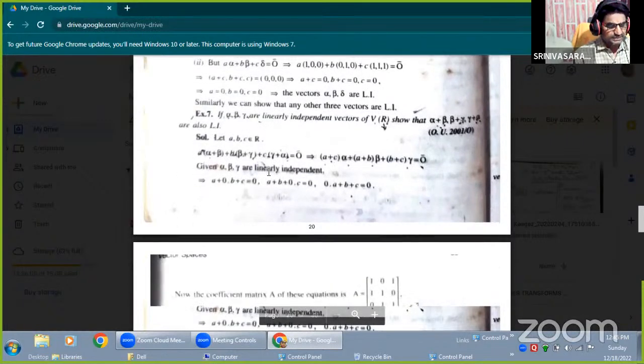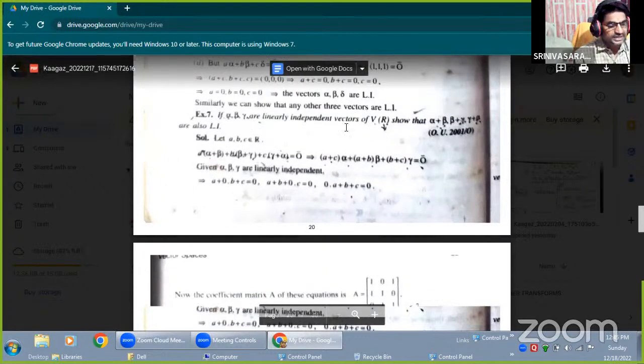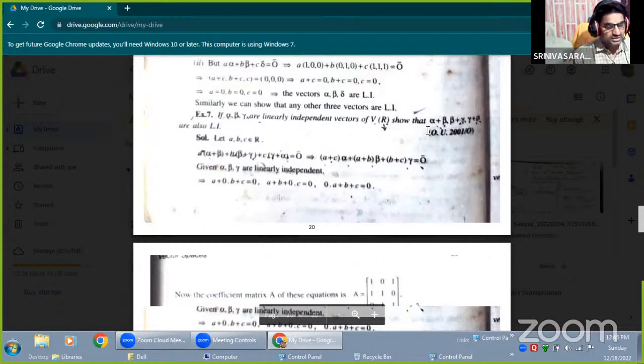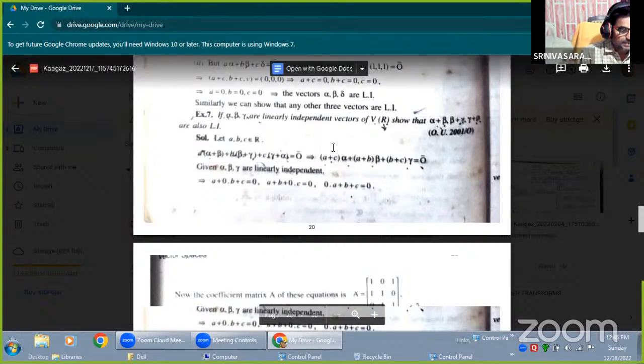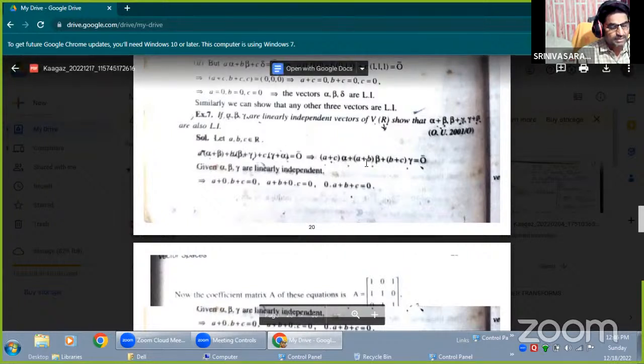Now the seventh problem. Alpha, beta, gamma are linearly independent vectors of V of R, so that alpha plus beta, beta plus gamma, and gamma plus alpha are also linearly independent. So given the vectors alpha plus beta, beta plus gamma, gamma plus alpha, we write the linear combination with scalars: A into alpha plus beta, B into beta plus gamma, plus C, also a real number, an element of the field, into gamma plus alpha.